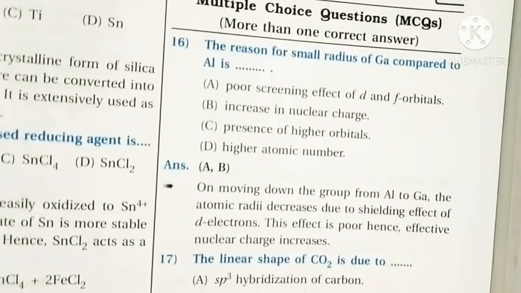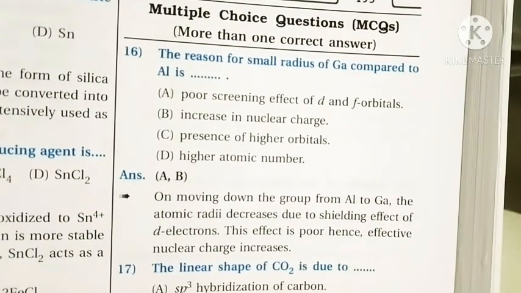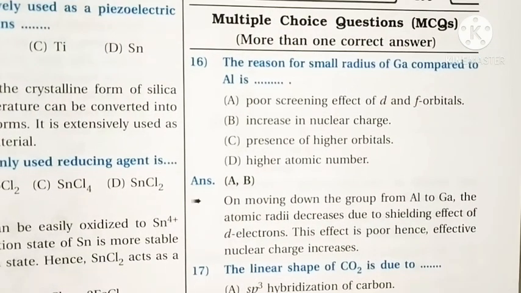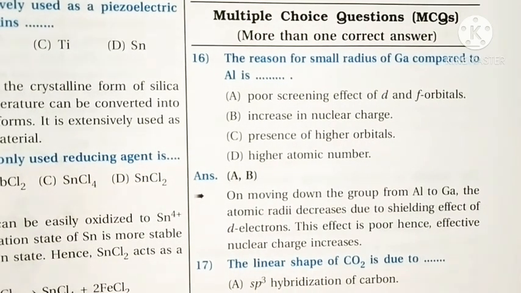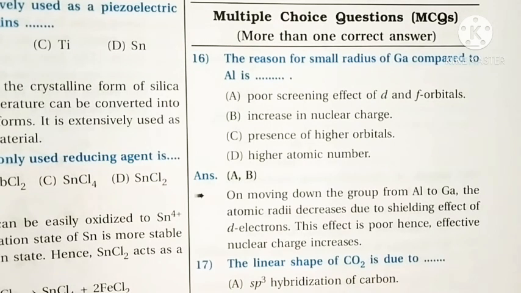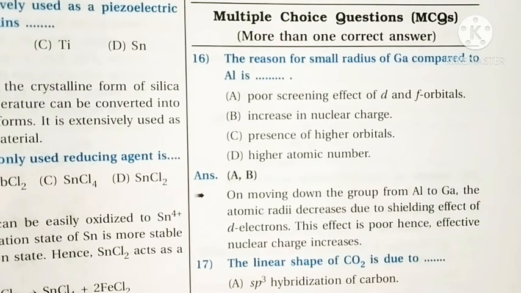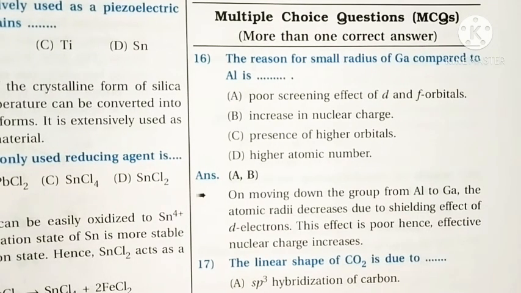Now we move to the multiple choice questions with more than one correct answer. The reason for the small radius of gallium compared to aluminium is the poor screening effect of d and f orbitals, definitely. Increase in nuclear charge, sure. But presence of higher atomic orbitals, no, is not a perfect option. So A and B are the perfect options for this reason.